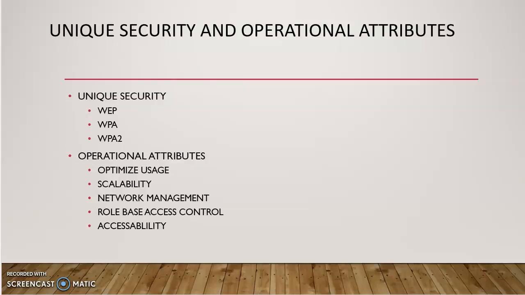And lastly, but not least, you got to always think about unique security for wireless. We'll talk about that in the operational attribute. For unique security, we have Wired Equivalent Privacy. That is an encryption protocol, a security protocol. It's been used. It's not the newest.